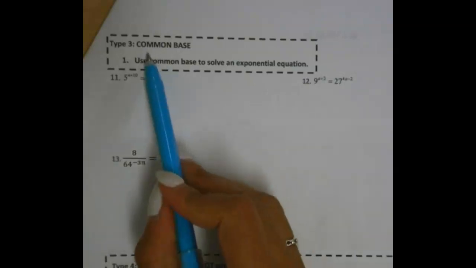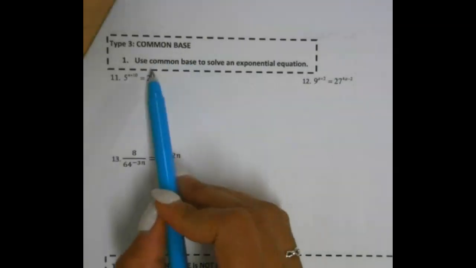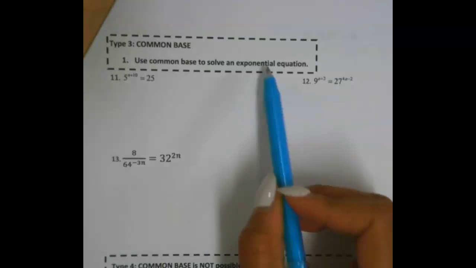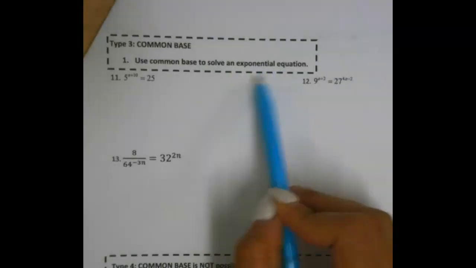Type 3 is the third type of logarithm or exponential equation that we're solving. This one specifically says we're going to use a common base. So you're going to use a common base to solve your exponential equation. Notice here how it says you're solving an exponential equation.